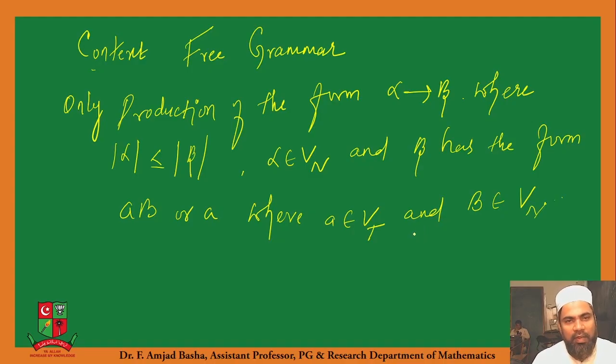Let us have a look at this example as well, in which we will be generating context-free grammar with the help of these conditions. I repeat, the context-free grammar has only productions of the form alpha tends to beta, where the length of alpha should always be less than or equal to beta, and alpha belongs to non-terminals. Alpha will always take non-terminal symbols, and beta has the form aB or a, where a belongs to terminal or B belongs to non-terminal. Okay.